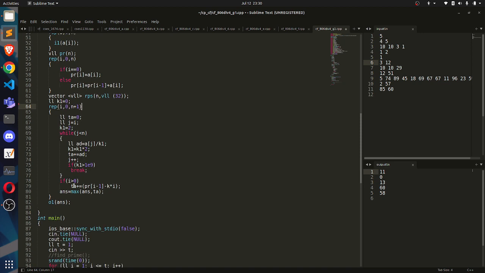Then, considering i good keys, we add to the current answer the contribution due to the chests opened by good keys. So it will be the prefix sum up to that point, minus k times i, which is the cost for using those good keys. And I'm taking the max of the current answer versus the max value of the answer, and at last I'm printing the answer value.